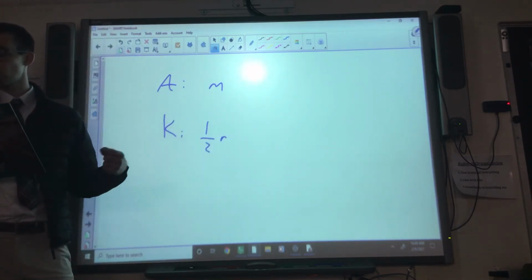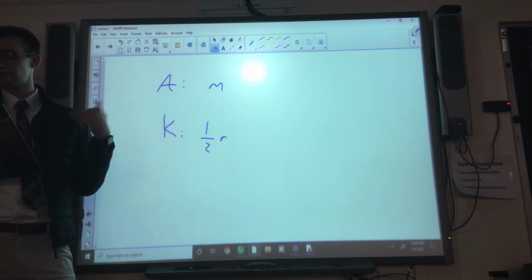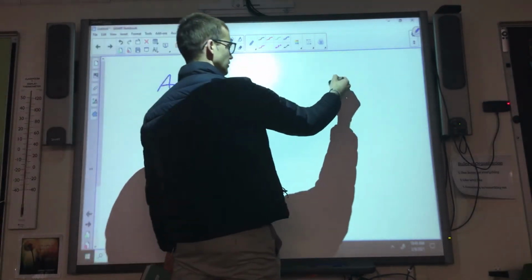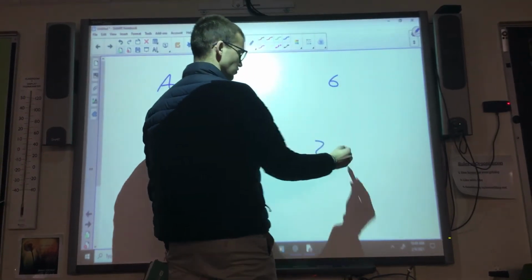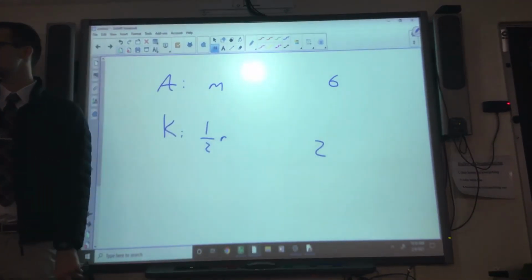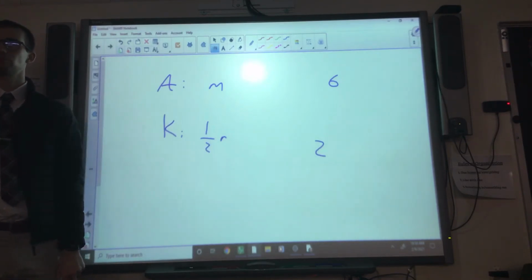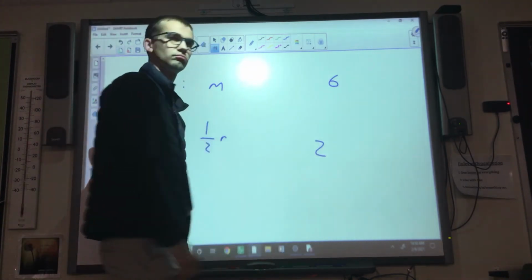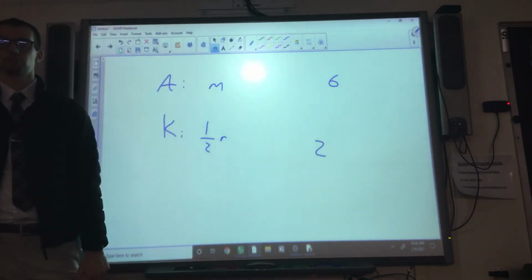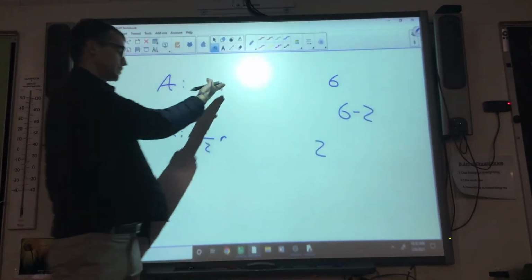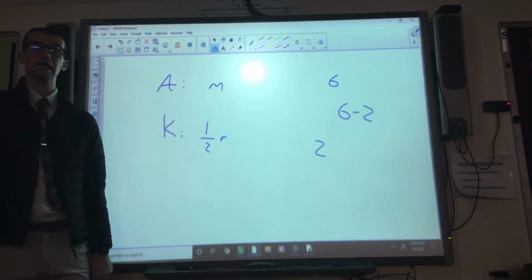How many more coins does Andrew have than Catherine? If you want to know how much more, let's say this person's got 6, this person's got 2, what would you do to figure out how much more 6 is than 2? Subtract what from what? 2 minus 6 is negative 4. 6 minus 2 is 4. Yeah, 6 minus 2. So if we want to know how many more coins Andrew has than Catherine, we have to do what?